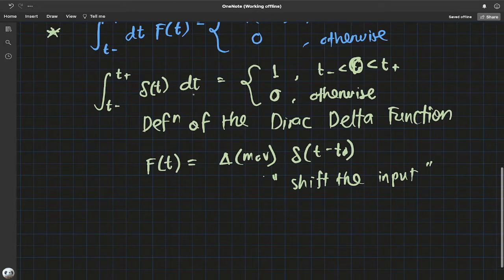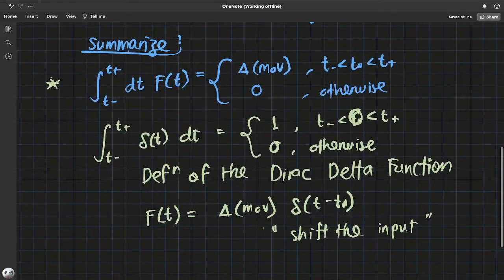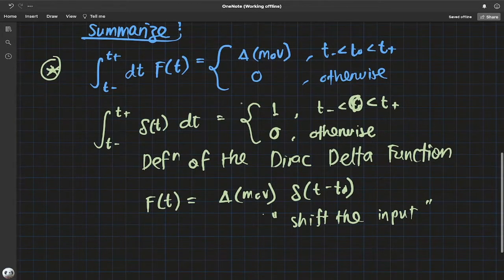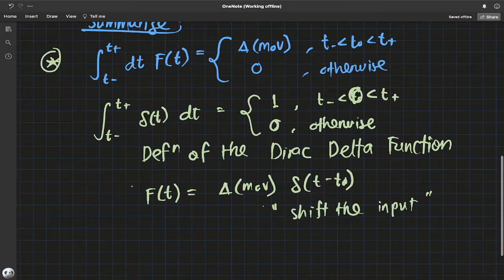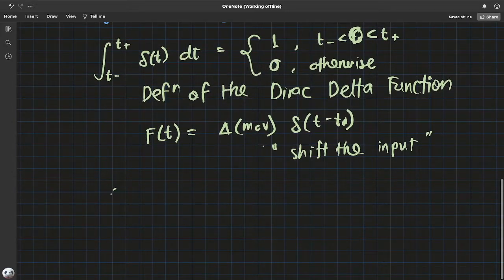And if you plug this into an integral like the one I've starred up here, we're going to get exactly what we intended, because it's going to be 1 when t naught is in the range, and 1 times delta m naught v is just delta m naught v. It's going to be 0 if t naught is not in the range, which again, 0 times delta m naught v is 0.